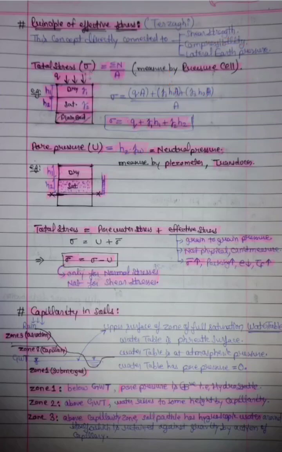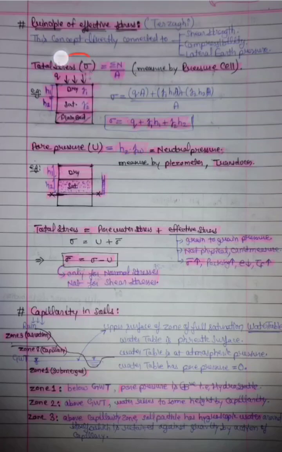Now suppose this is my specimen. There are layers of soil. The topmost layer is of depth h1, and that layer is dry and has a unit weight of gamma 1. Then below it there is a second layer of depth h2, which is in saturated condition and has a unit weight of gamma 2, and beneath this I have a plain bed. Now I apply a surcharge of magnitude q over this setup.